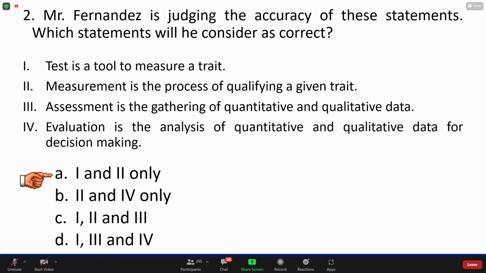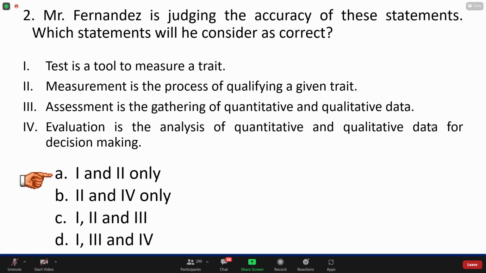Sige, reveal natin. Actually, the correct answer here is 1 and 2 only. Why? Because yung 3 and 4, isa-isahin natin yung hindi napili muna. Obviously kasi yung test, di ba? It's a tool to measure a characteristic or a trait. Yung measurement is the process of qualifying and quantifying a given trait, a given characteristic. Bakit hindi po si 3 and 4 kasali?